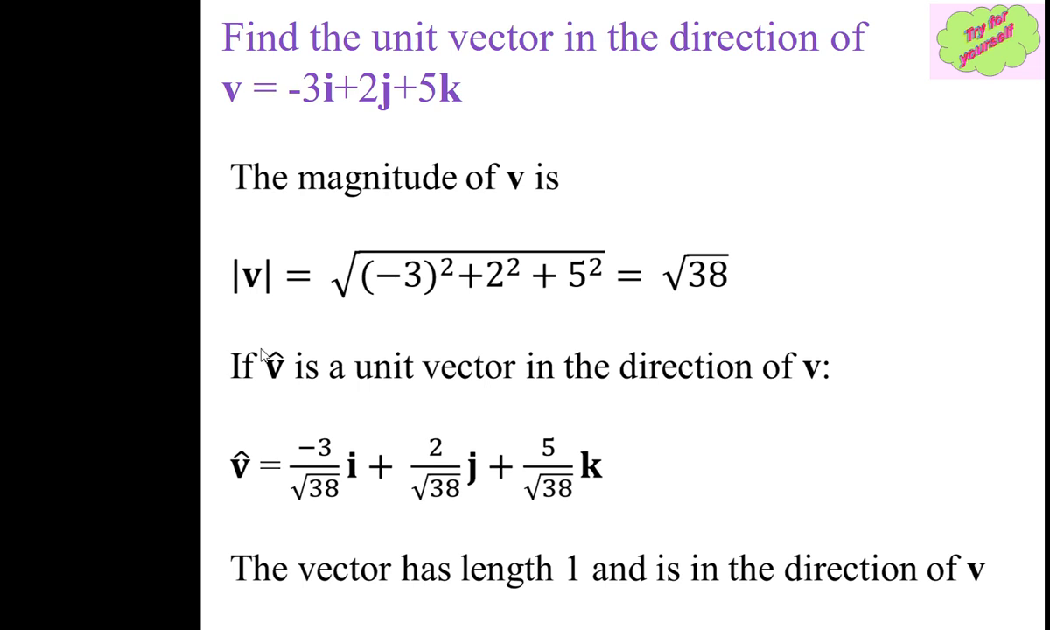So if v is a unit vector in the direction of v, we know that the regular v has a magnitude of root 38, so to turn it into a unit vector, divide each of these values by the magnitude of v. So divide them by root 38, you get minus 3 over root 38 i, plus 2 over root 38 j, plus 5 over root 38 k. If you plug that into Pythagoras' theorem, you'll get 9 over 38 plus 4 over 38 plus 25 over 38, because root 38 times root 38 is 38. Then add those together and you end up getting 38 over 38, which is 1.